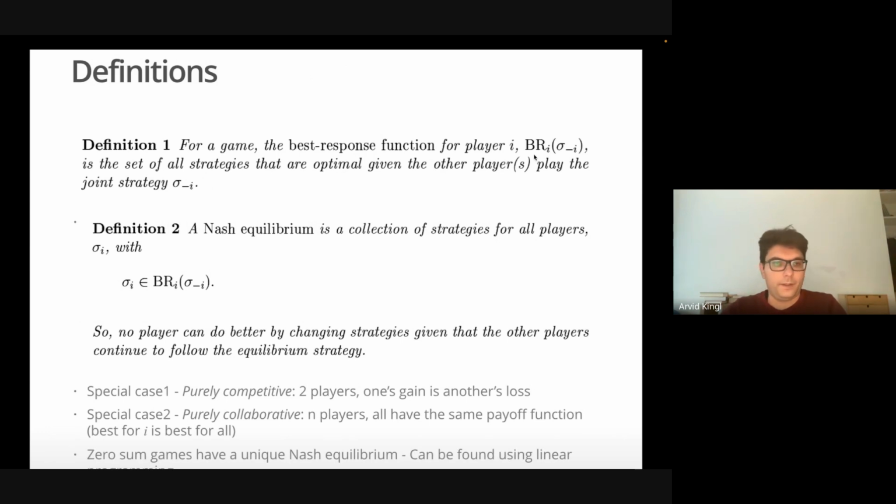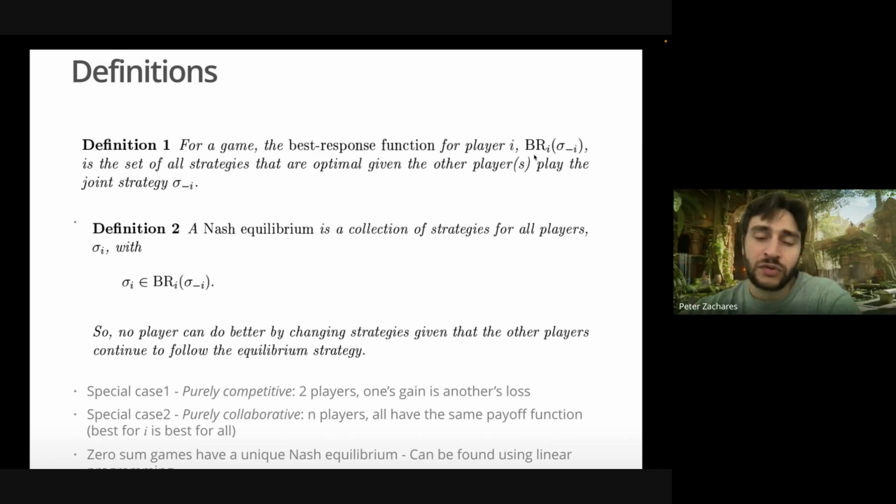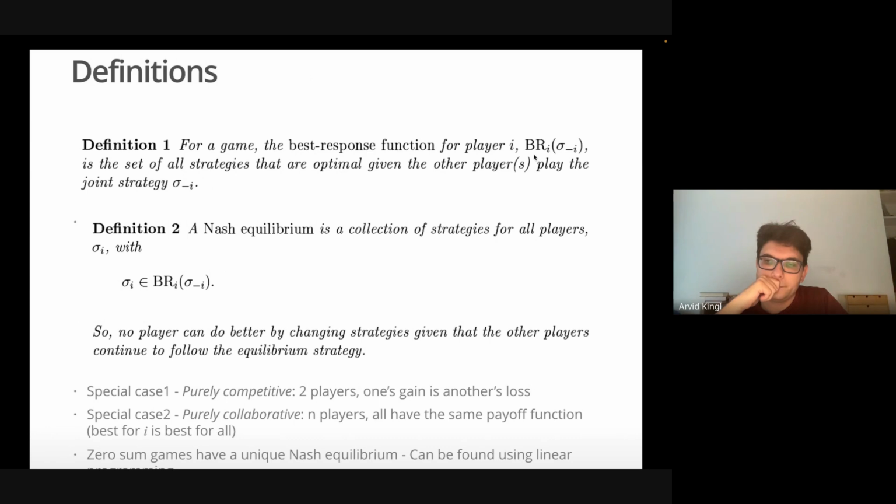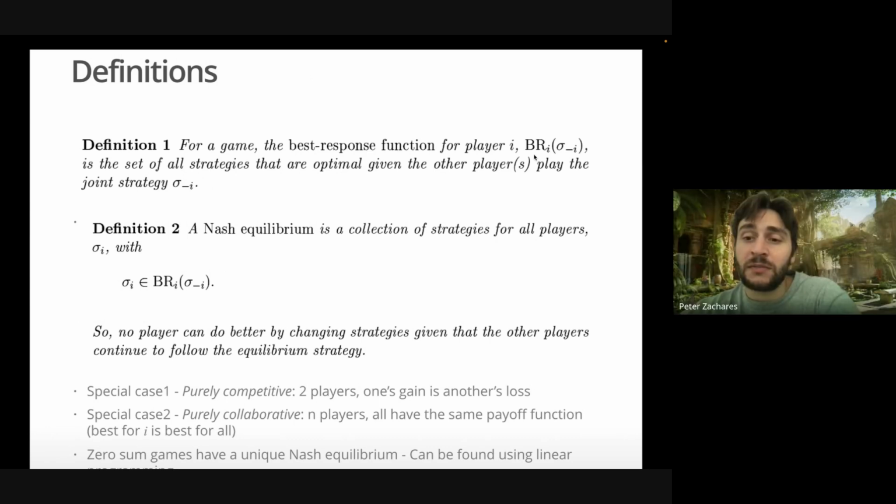And Arvid, there's a question. Please, I'll read it out. Presumably, there's one optimal value, which in some complicated or repeated games may be achieved with multiple strategies.